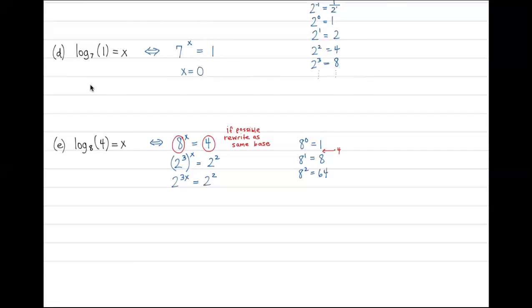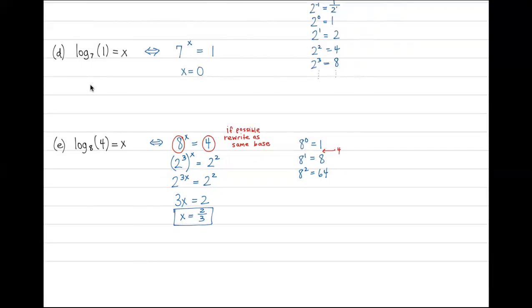And if these two things are equal, that means the exponents need to be equal to each other. So 3x needs to be equal to 2. Those are coming from these exponents. And from there, now you can solve for x. So we've got x is equal to 2 divided by 3.